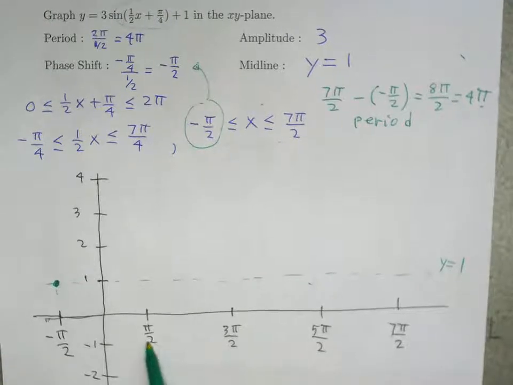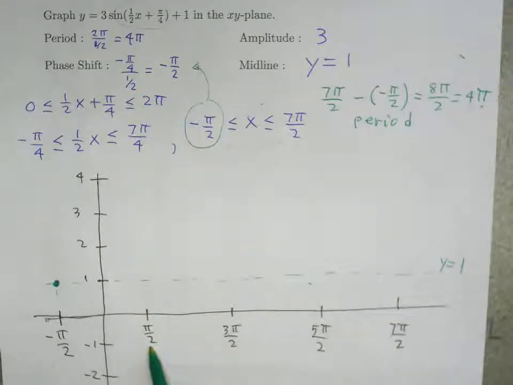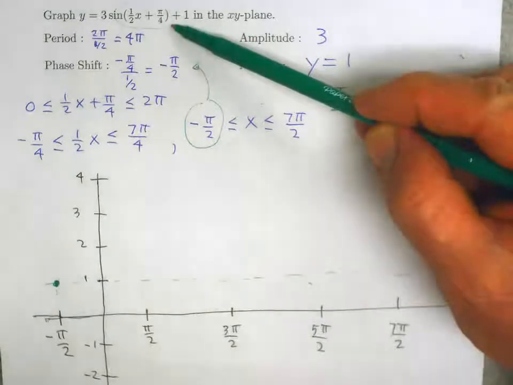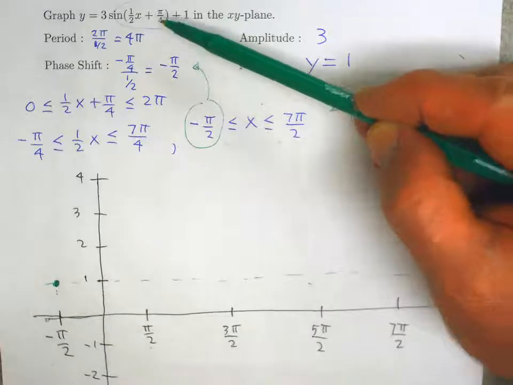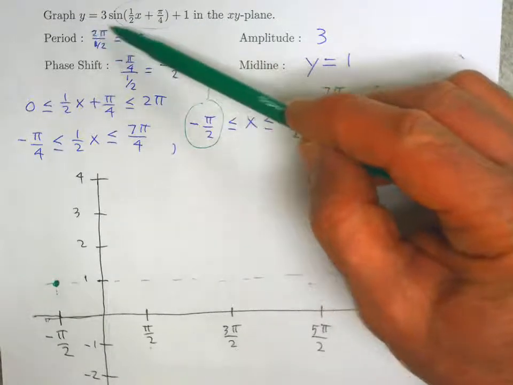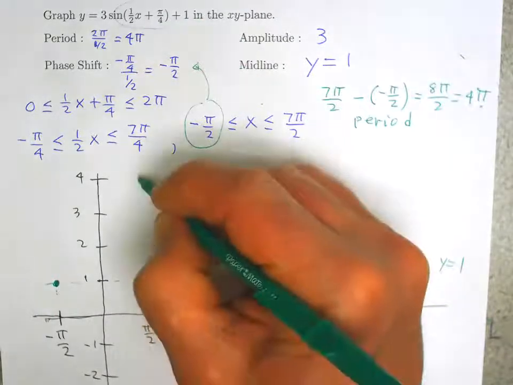When x is pi over 2, 1/2 times pi over 2 is pi over 4. Pi over 4 plus pi over 4 is pi over 2. Sine of pi over 2 is 1. 3 times 1 is 3. 3 plus 1 is 4. So we're all the way up here to 4.